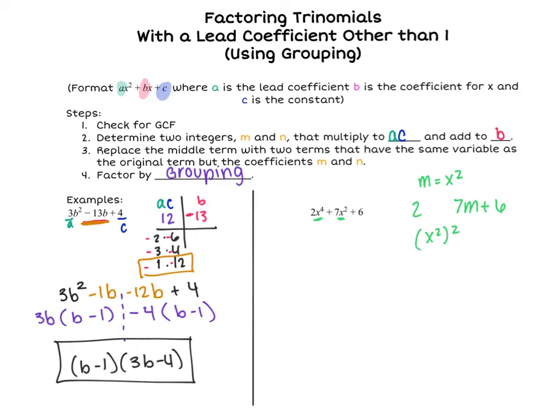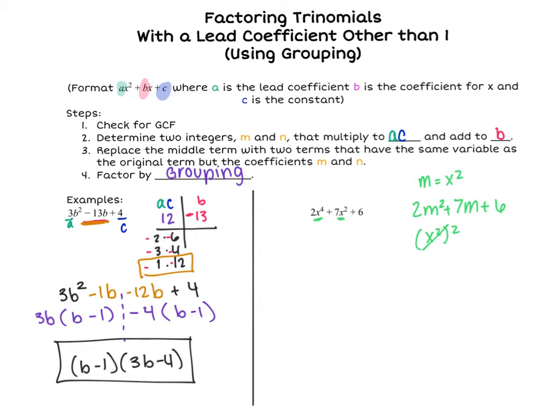So I could say x squared is m, right? So instead of x squared, I can just say m squared plus 7m. So as you see, this is just a more complicated way to have this problem written, where 2m squared plus 7m plus 6, where m is equal to x squared, is just written in its simpler format.